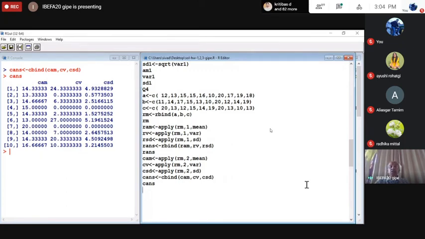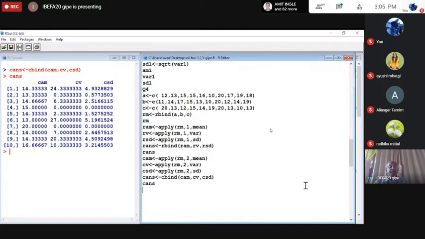Reverse way. Each column I compute mean, variance, standard deviation, because columns are 10. So there are 10 arithmetic means, 10 variances and 10 standard deviations. Matrix is RM.